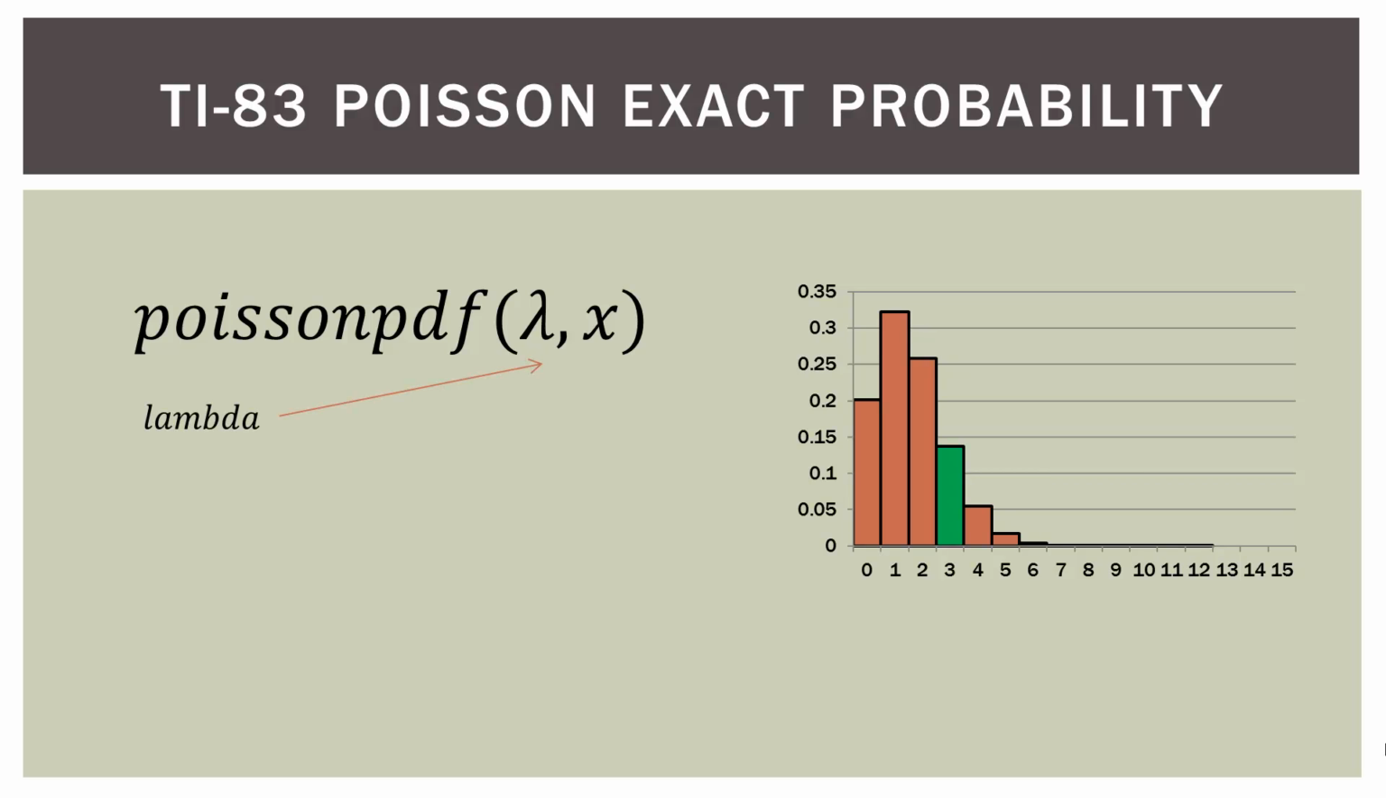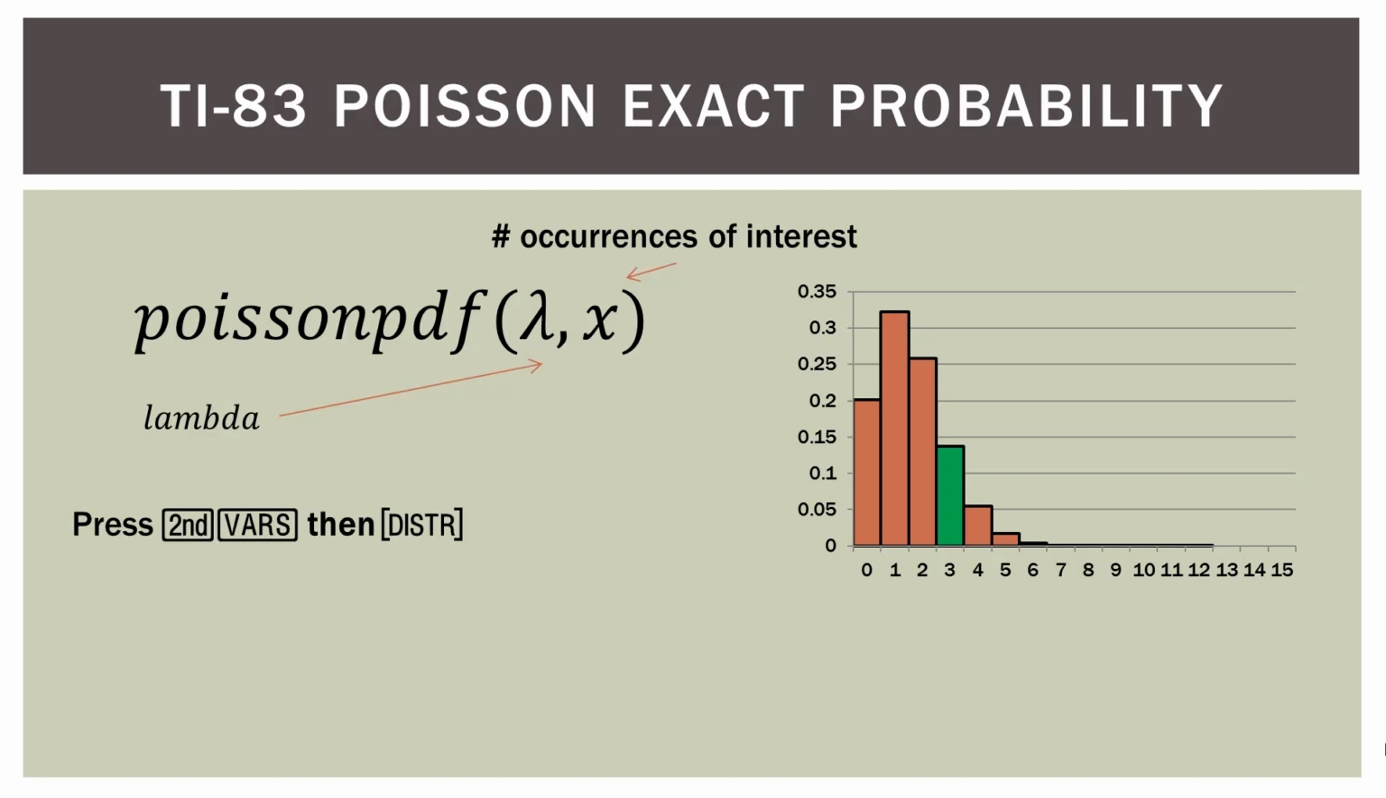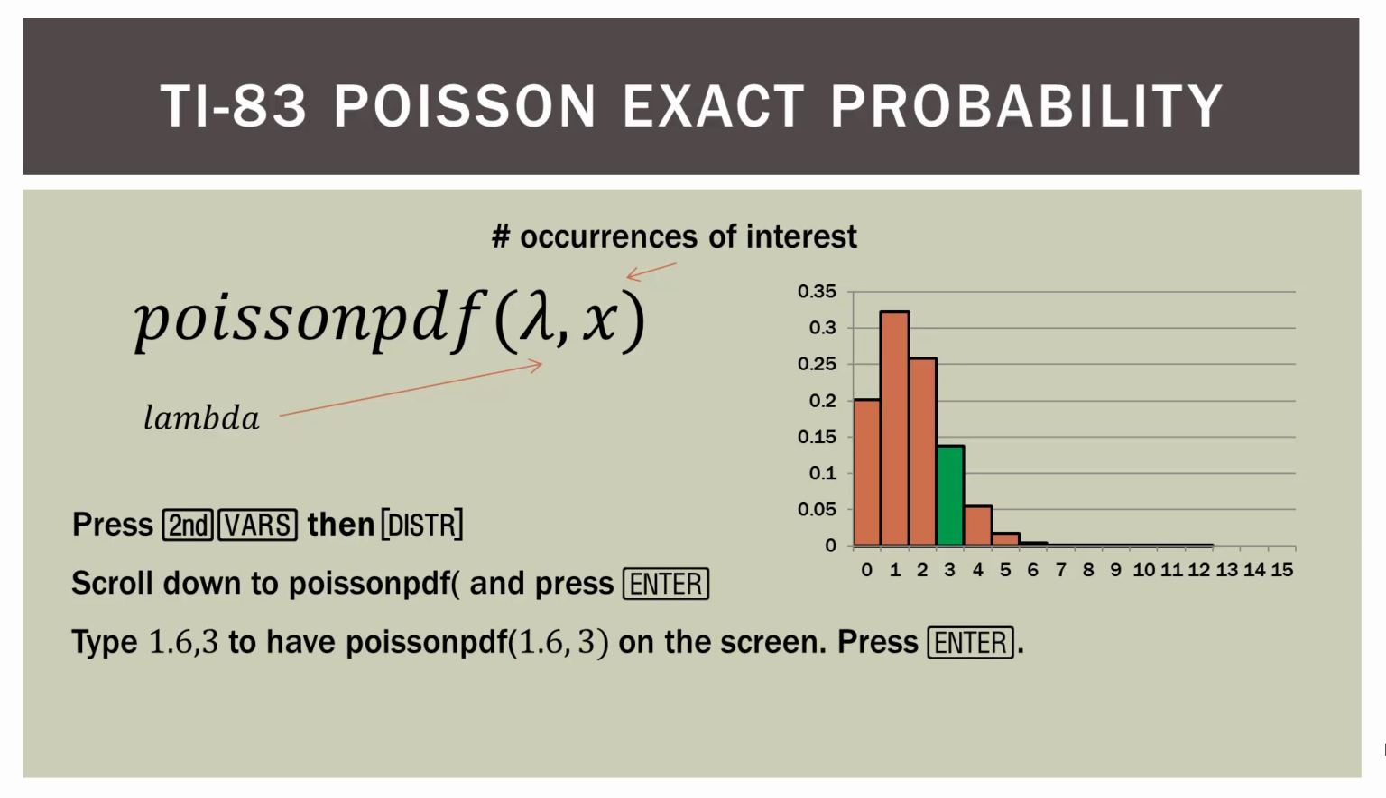It requires 2 inputs, lambda and x, which is the number of occurrences we're interested in. So in this case, 3. To get to that, we press the VARS button. That will take us to the distribution menu. Scroll down and you'll find the Poisson PDF. And again, be careful, because one says Poisson CDF. You want the PDF. Press enter. Then we'll type 1.6, comma 3, and we will have the Poisson PDF 1.6, comma 3 on the screen.